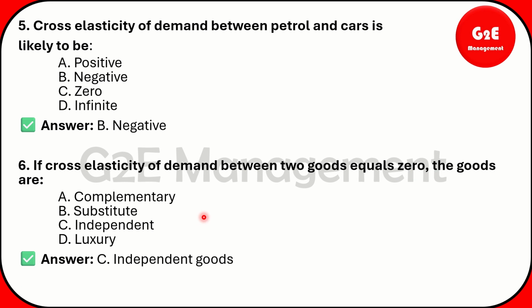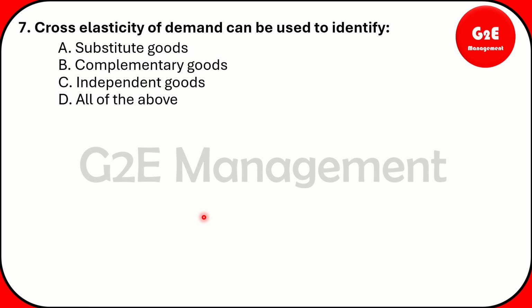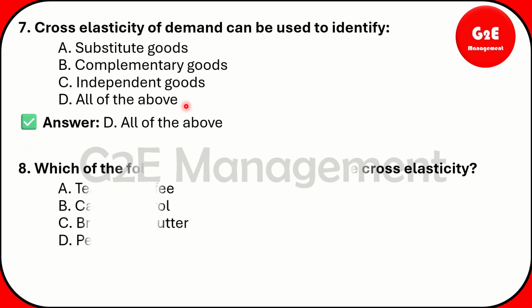And question number 7, cross elasticity of demand can be used to identify substitute goods, complementary goods, independent goods. These all will be there, right? We looked at the types of cross elasticity of demand: substitute, complementary, and independent. So the answer is all of the above. Sometimes they will provide positive, negative, as well as zero also. So that you can also keep in mind.